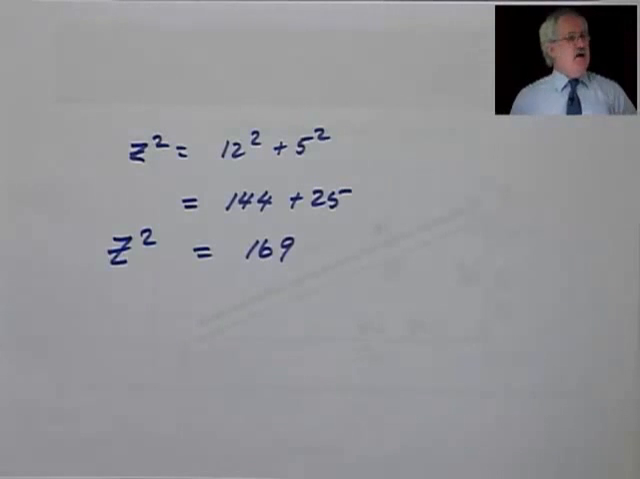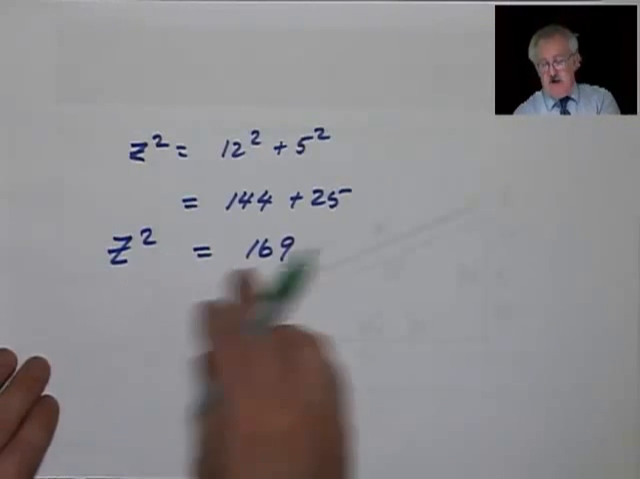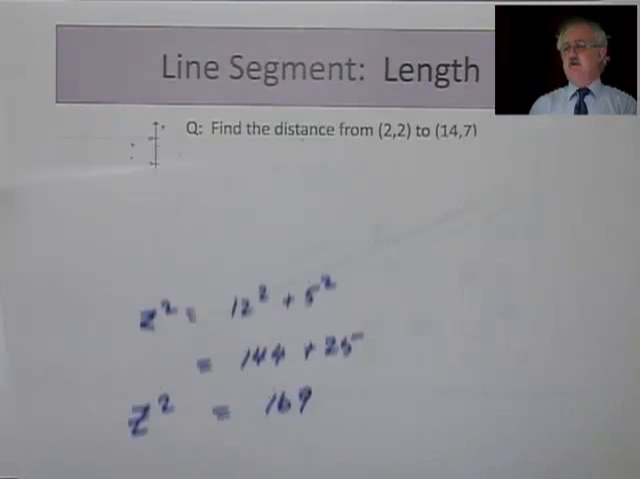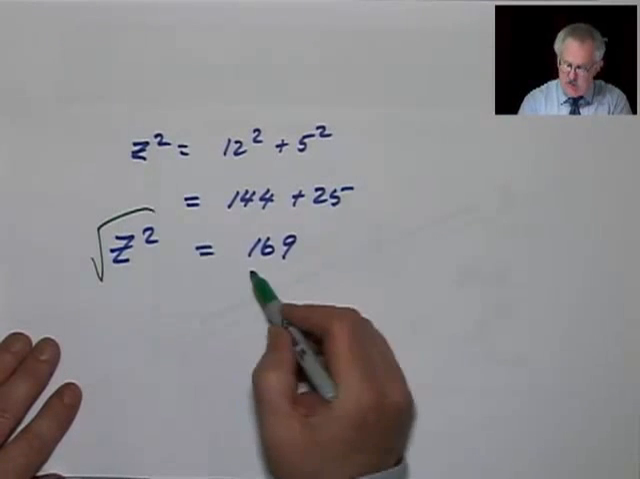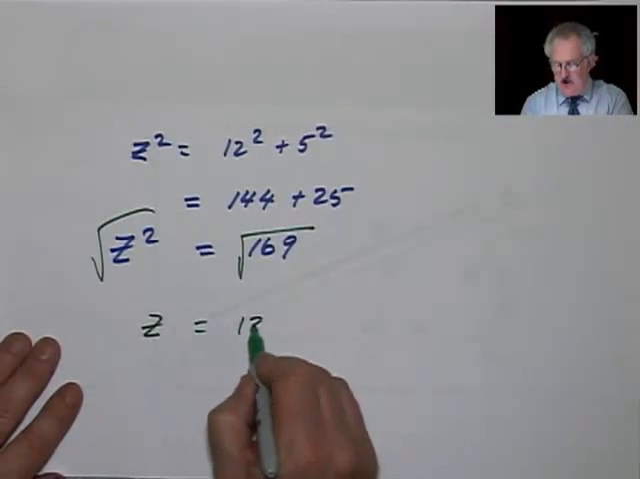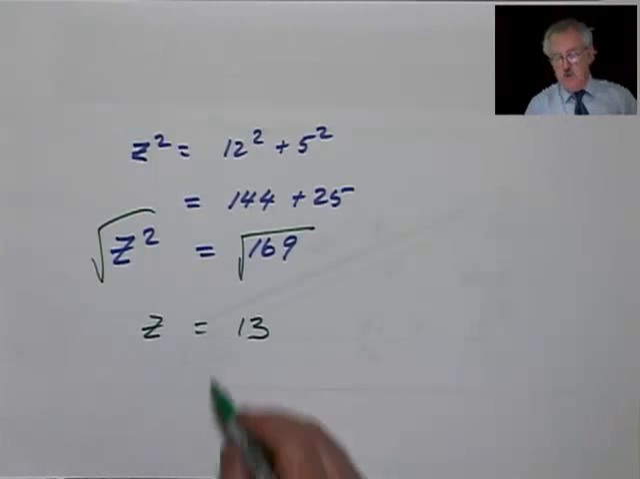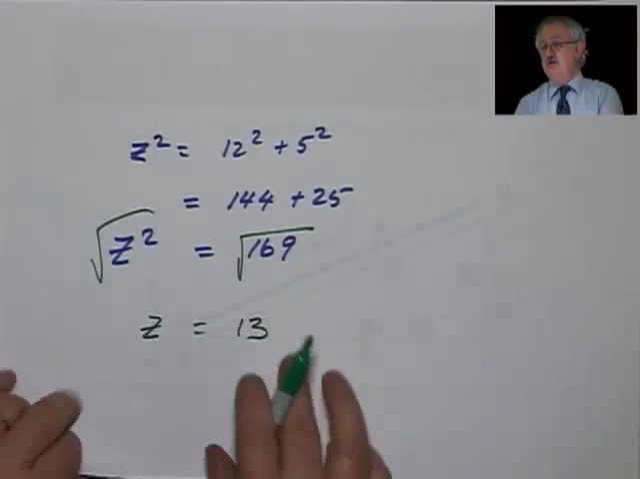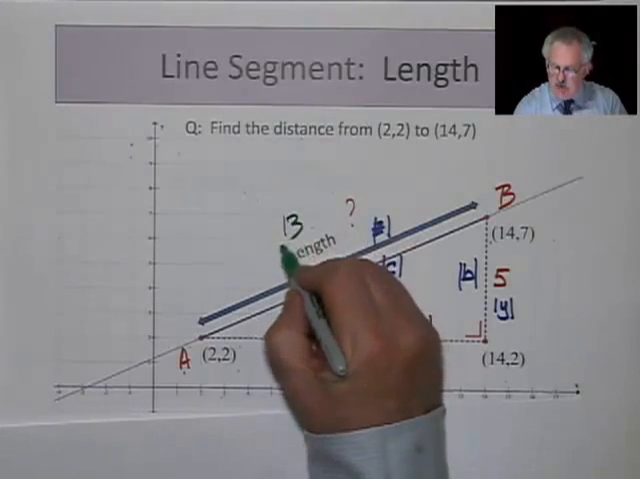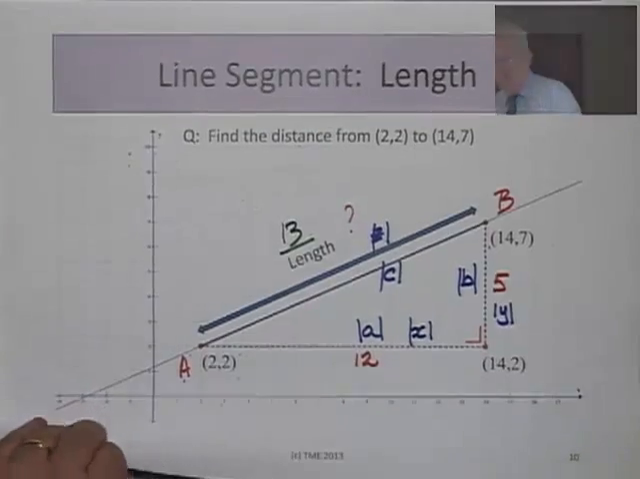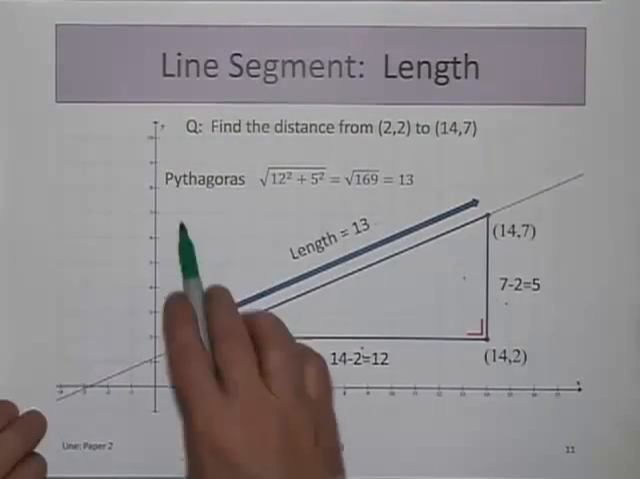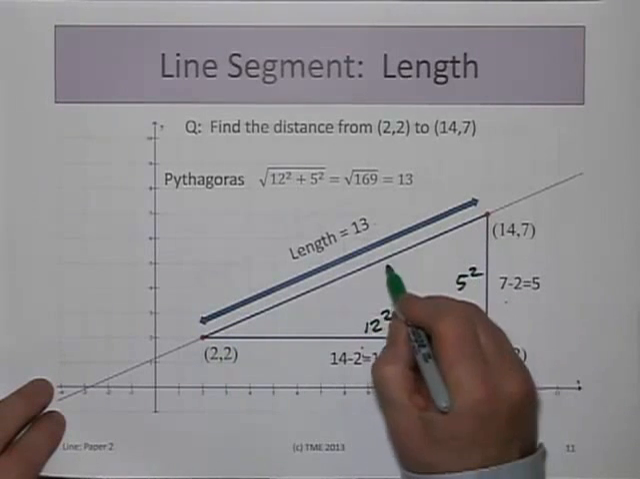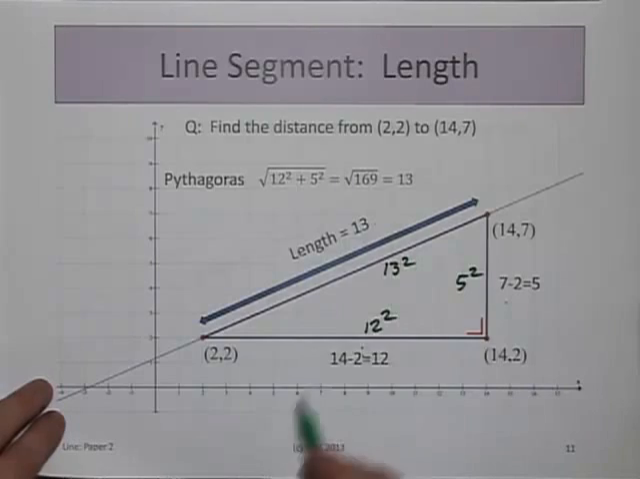How do we get rid of a Z squared? We'd like Z on its own because these might be in meters, but Z squared would be in square meters, and square meters doesn't represent a distance. So we square root that. Z is equal to 13. We don't bother with the plus or minus here because we're actually thinking about distances, so we only take the plus of it. And that length becomes 13. And that's how we would do that. We take Pythagoras there, 12 squared, 5 squared, 13 squared. So that gives us the length.